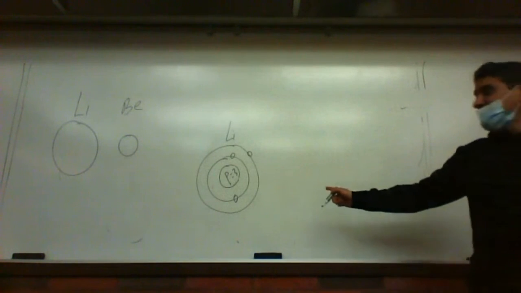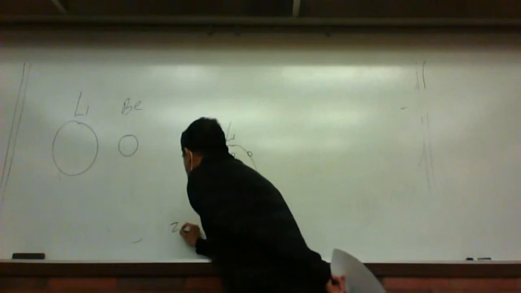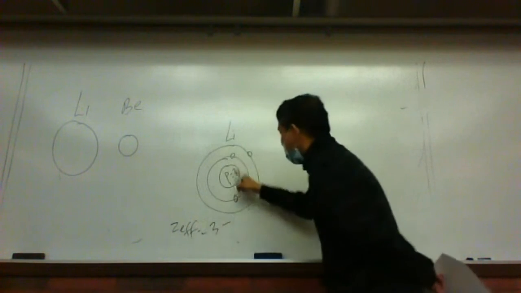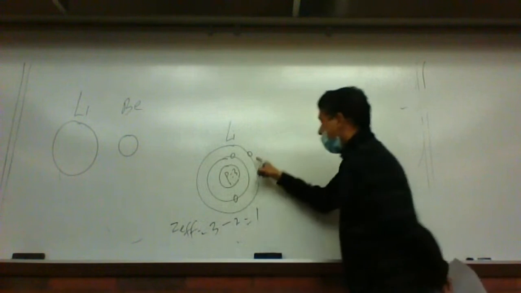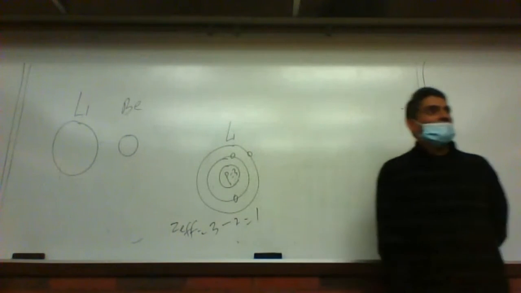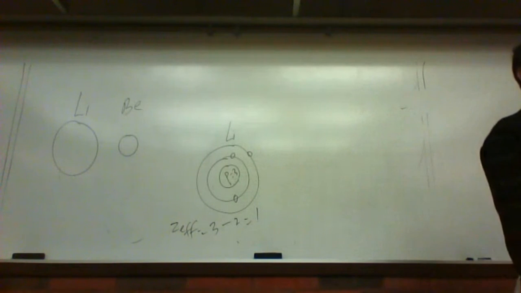Now calculate the effective nuclear charge here. So what is the ZEFF? ZEFF, that's a proton is 3 minus inner electron is 2. So this electron is experiencing only one force from the proton, right? Make sense?